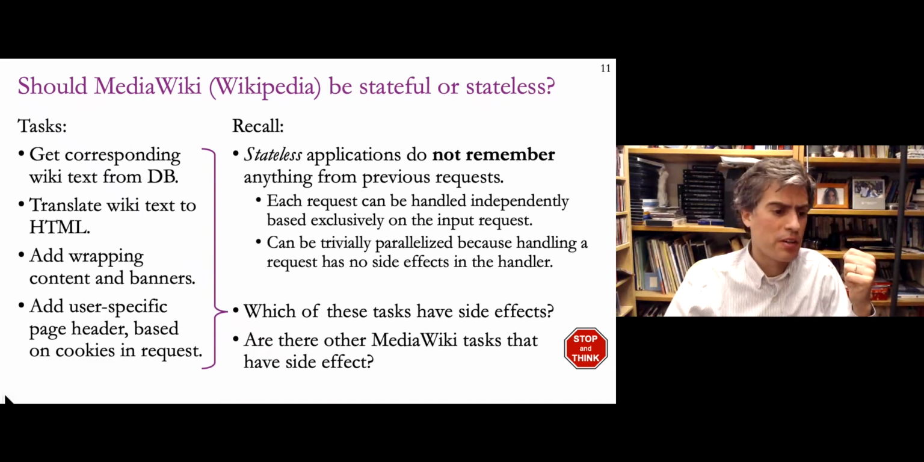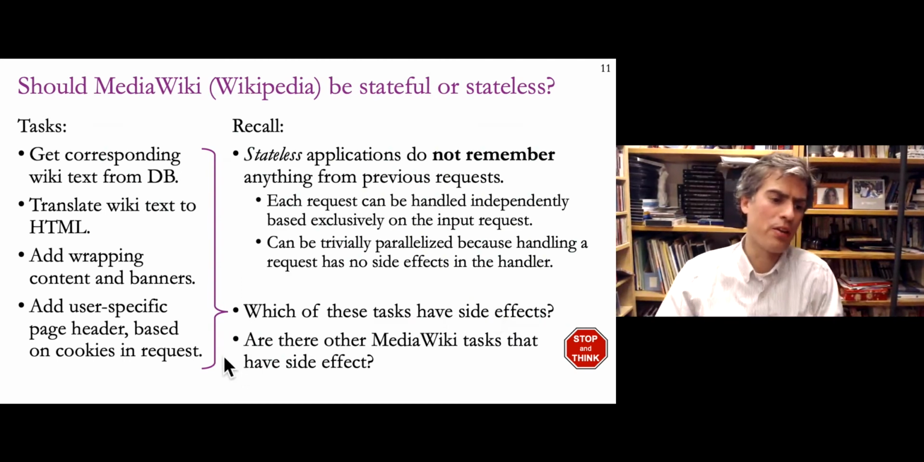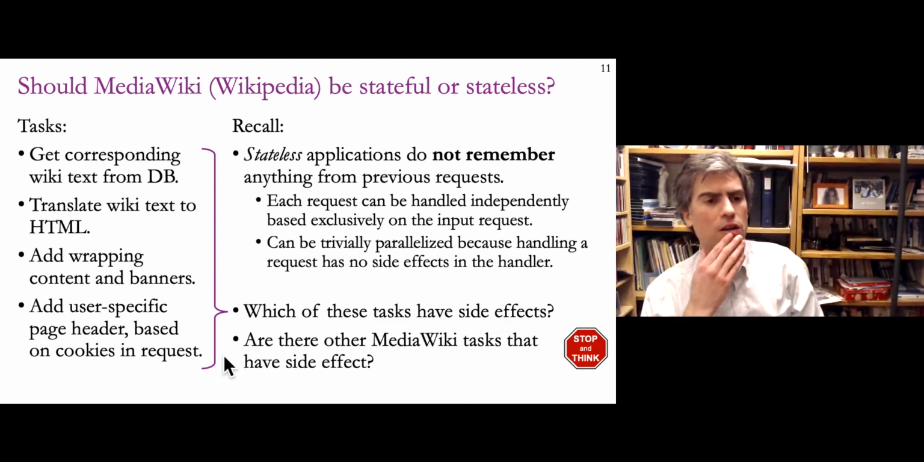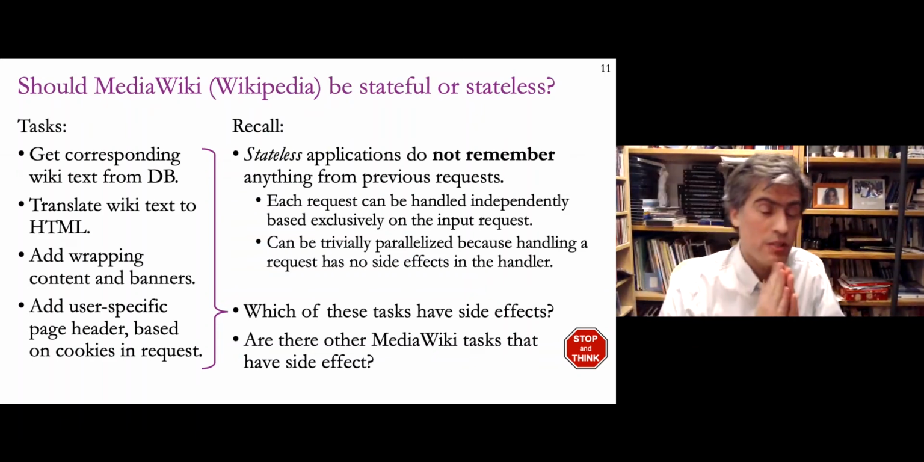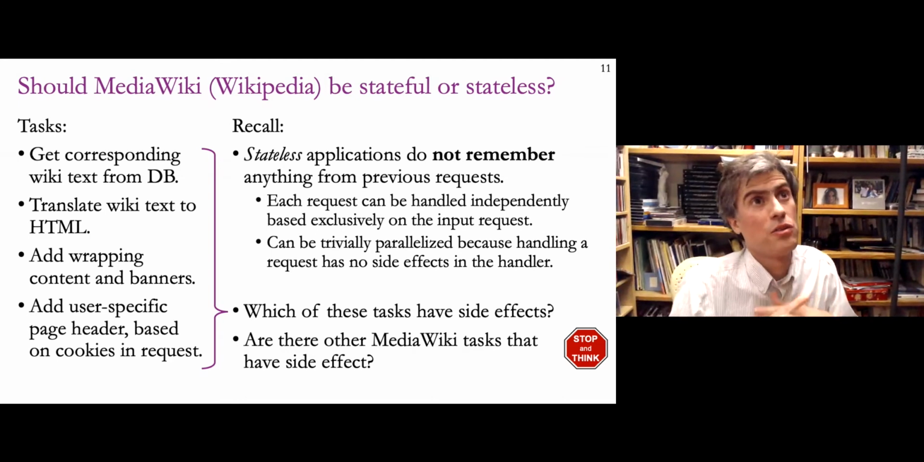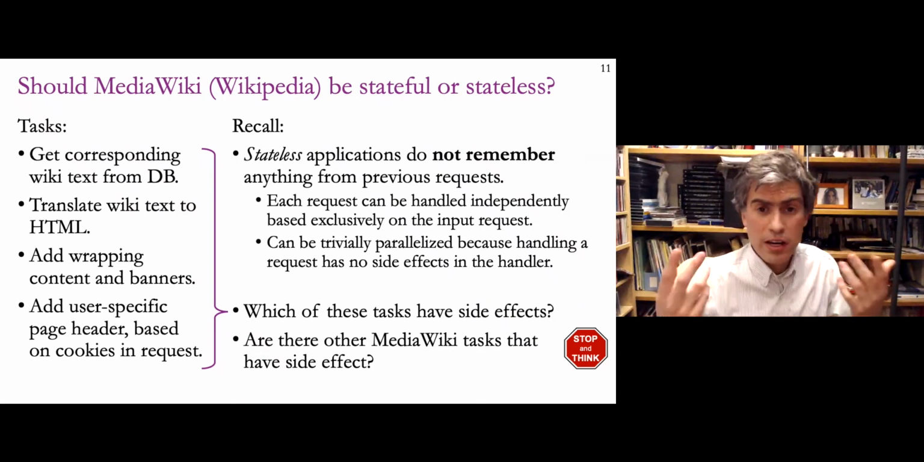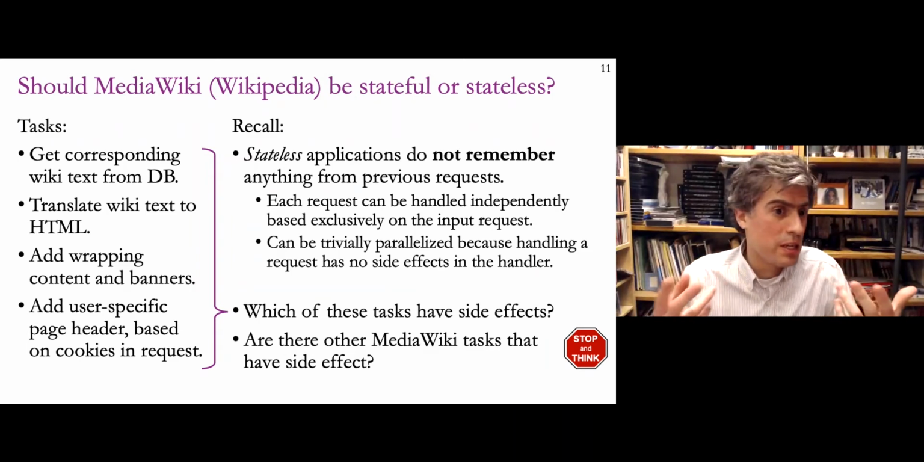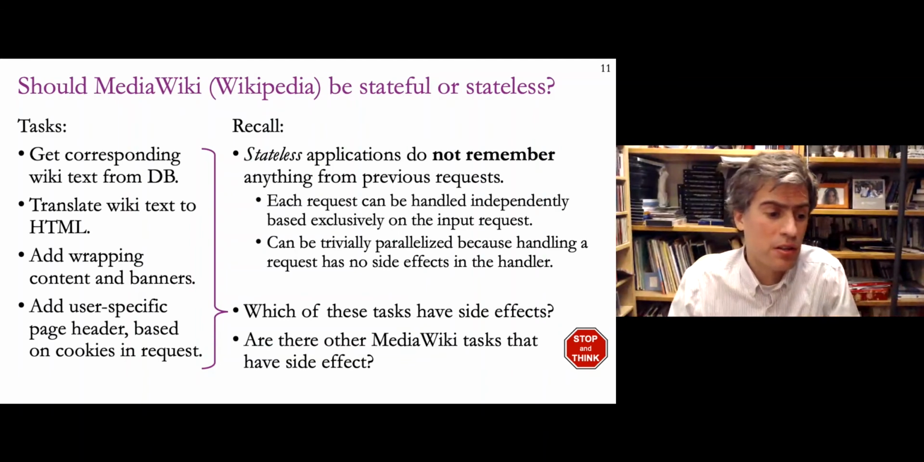Now, looking at these 4 different tasks I described here for MediaWiki, do you see any that have side effects? Or can you think of other actions on Wikipedia that would have side effects? We should approach this by thinking that our goal in general is to make a system stateless because it makes it easier to parallelize. But we are going to find cases where statefulness is needed, and we'll either tolerate that or we'll try to stamp it out by pushing the state somewhere else.